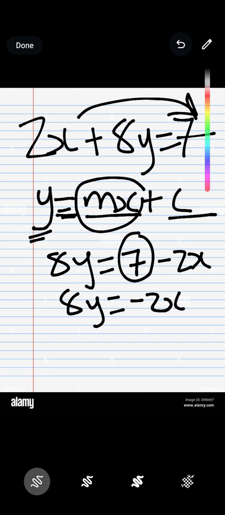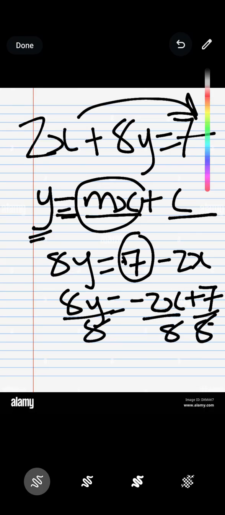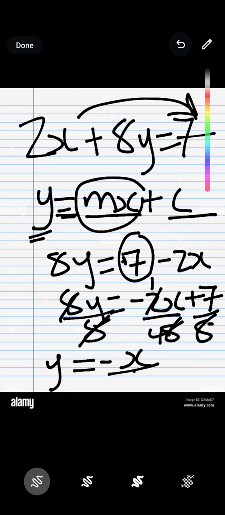Then this number, what is this number? 7, but positive 7. So you write it as positive 7. Remember, the positive is invisible. After that, you divide everything by 8. So this and this cancel. You have y equals negative 2 over 8, which is negative x over 4, plus 7 over 8. Here you cannot reduce, so you leave it like that.